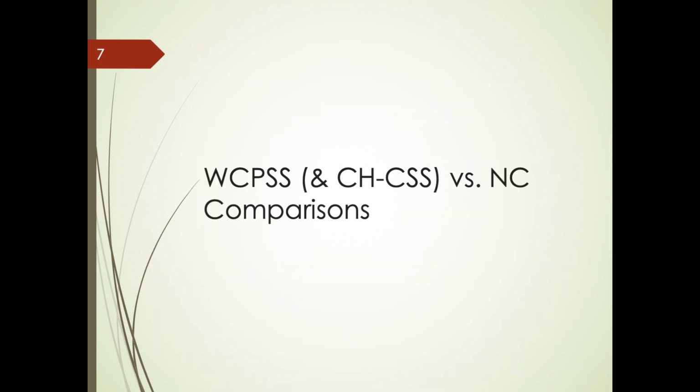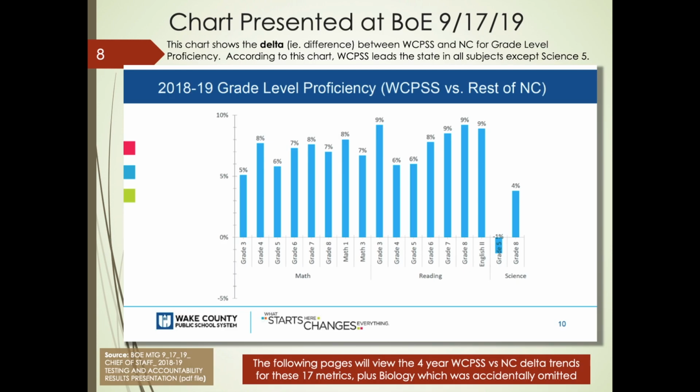All right, so let's start to dig into it. This chart here is the one presented at the Board of Education on September 17th. This is page 10 of that presentation, and it is showing the delta, or the difference, between the Wake County proficiency result, which is the GLP, the grade level proficiency, and the North Carolina grade level proficiency for the same test assessment, whether it's EOG or EOC.